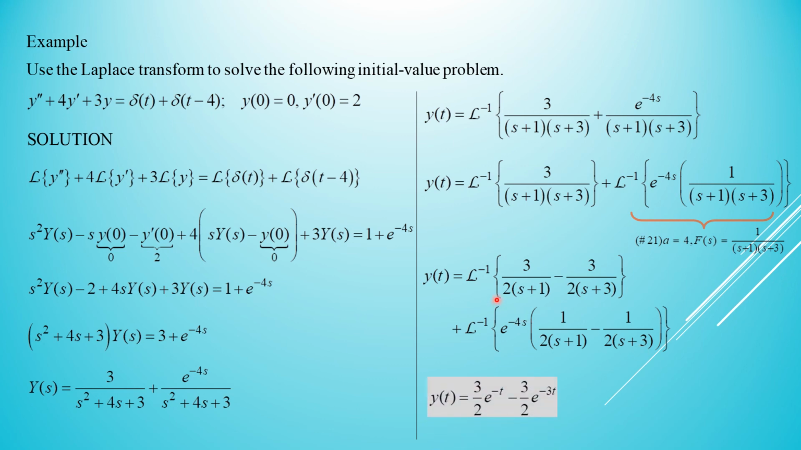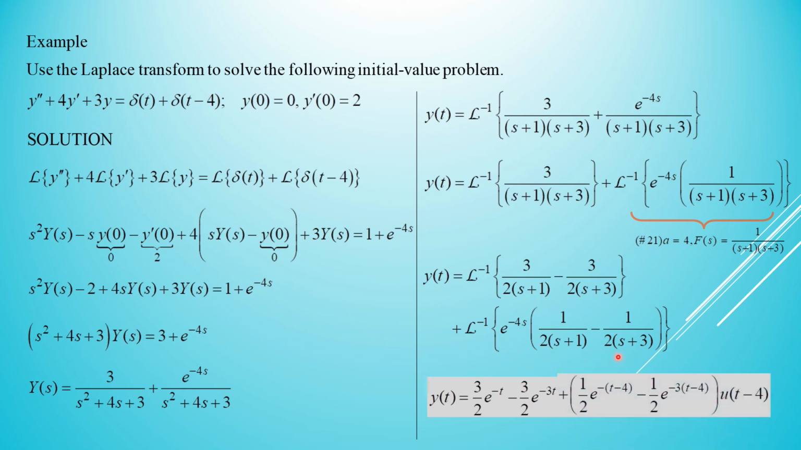Now, the inverse for the first function is 3 over 2 multiplied by e to the power of negative t. Now, how do we get e to the power of negative t? Because the inverse of 1 over (s plus 1), using formula number 4 in the table of Laplace transforms, is e to the power of negative t. Minus 3 over 2, and the inverse of 1 over (s plus 3) is e to the power of negative 3t. So this is the inverse for the first term.